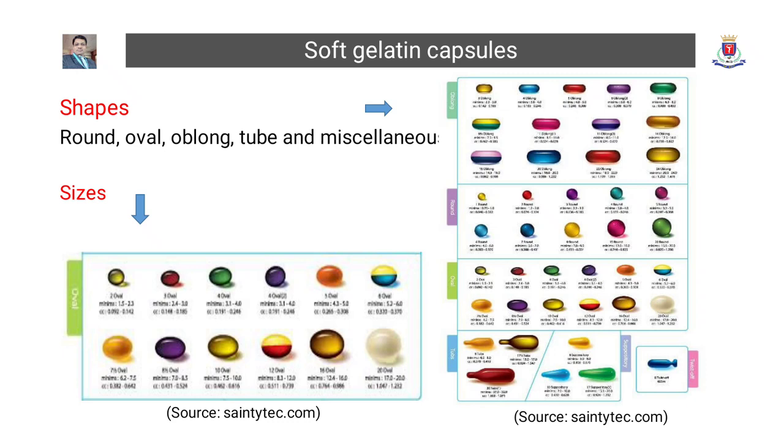There are different shapes and sizes of soft gels. Shapes include round, oval, oblong, tube, and some miscellaneous shapes. These shapes are shown in the adjacent image. There are different sizes also. The particular number shows the capacity in minims. These sizes are shown in the figure here.